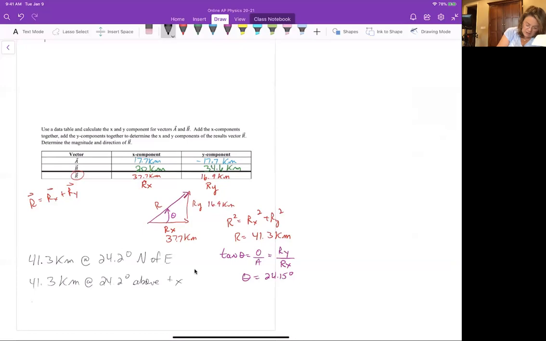65.8. I could say 41.3 kilometers at 65.8 degrees. So that would be east of north. All three of those are accurate, okay?